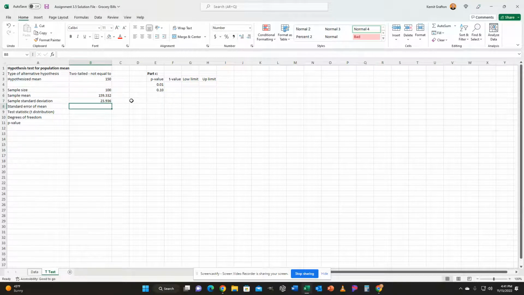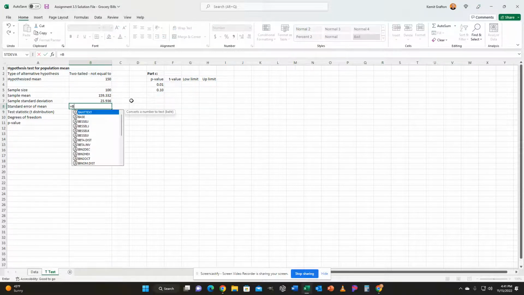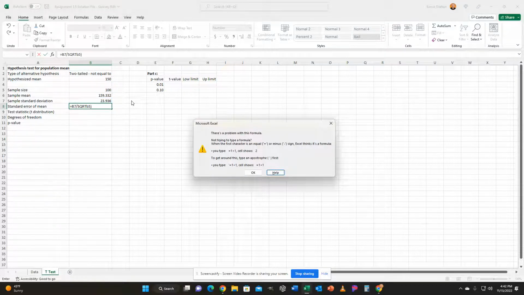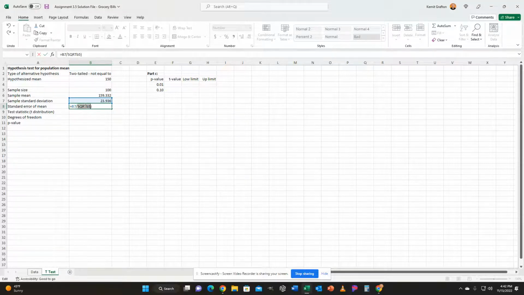Okay. Now we want to do the standard error of the means, which is just B7 divided by the square root of B5. Need to put the parentheses in here. There we go.